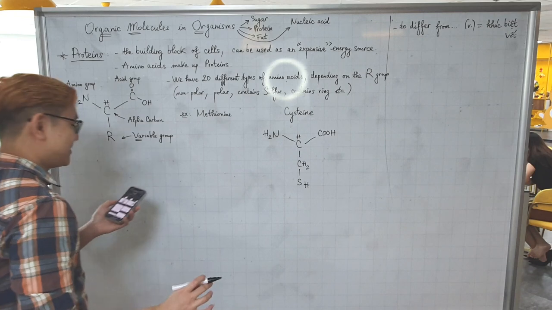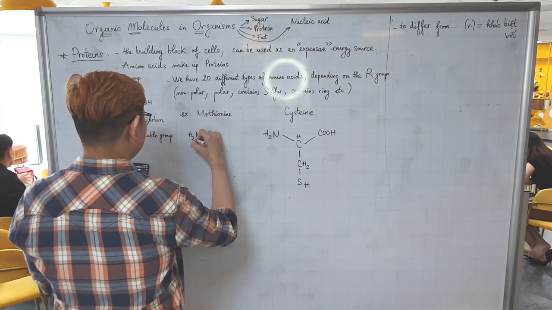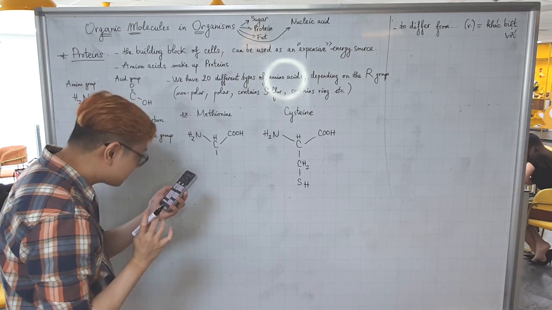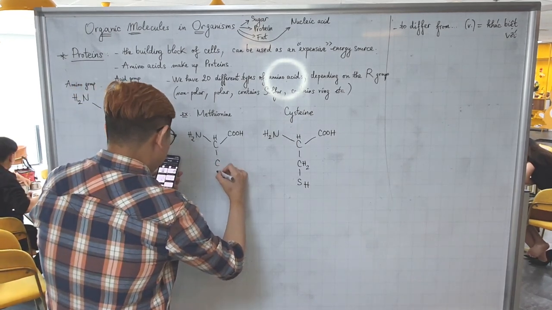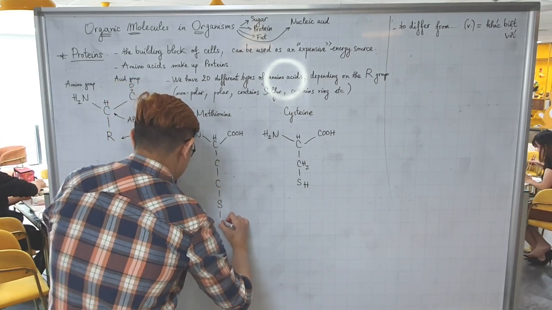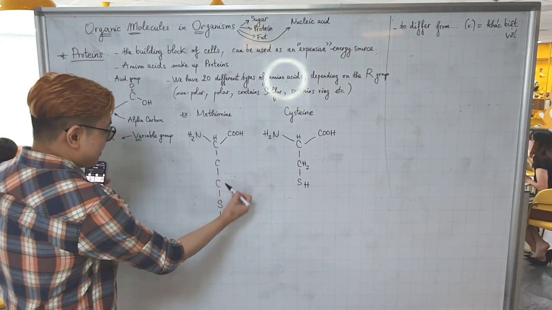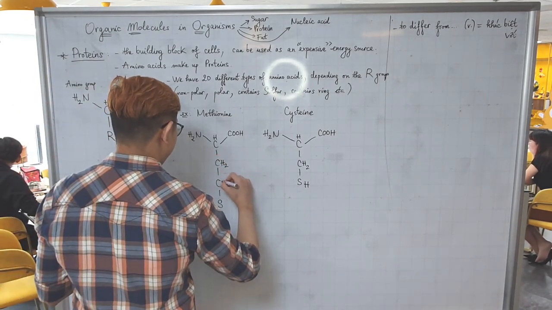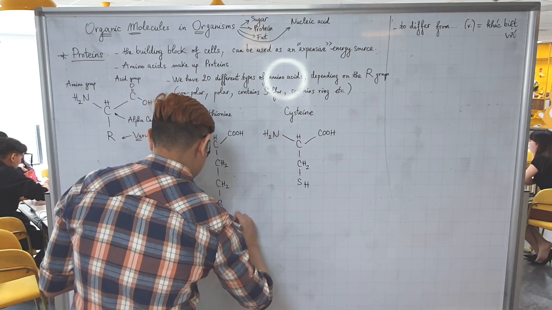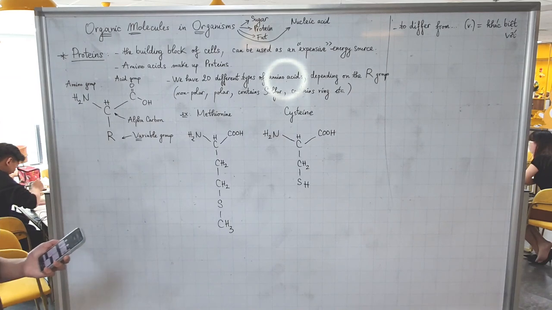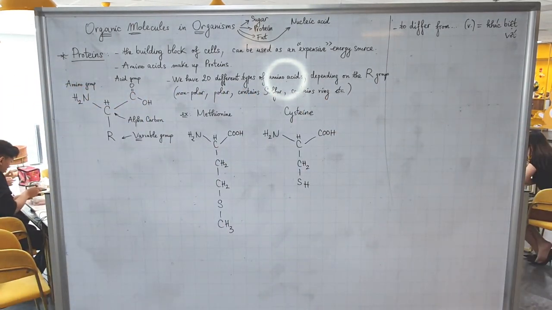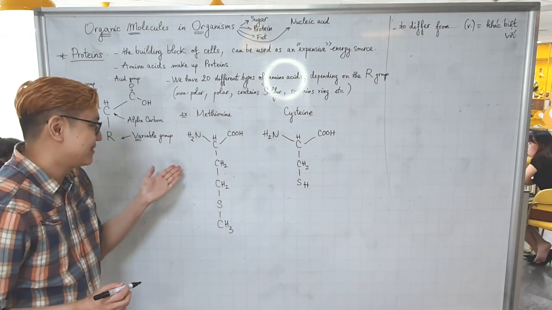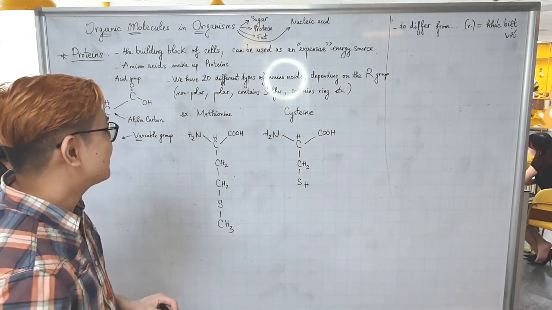Okay, so methionine, amino acid group. One C, two C, and then S, and then there's another C. Nói chung là nó sẽ có hai C ở đây, xong rồi S một cái C ở đây. So two C here, and then the S and the C. Alright, these are the structures of cysteine and methionine, which contain sulfur.